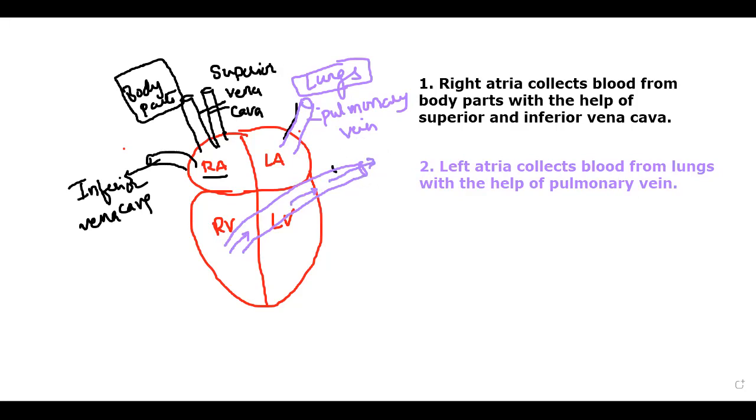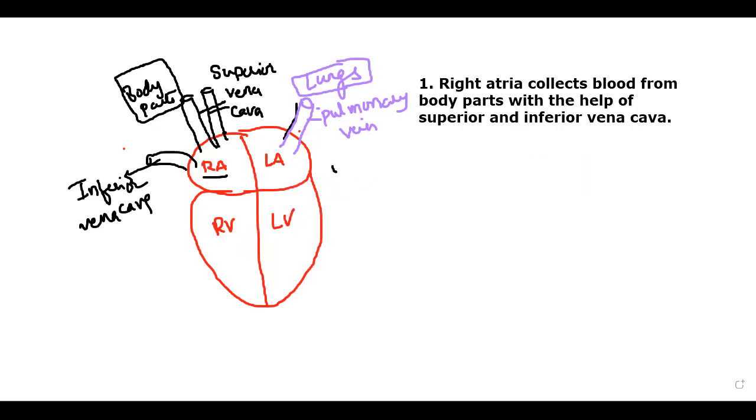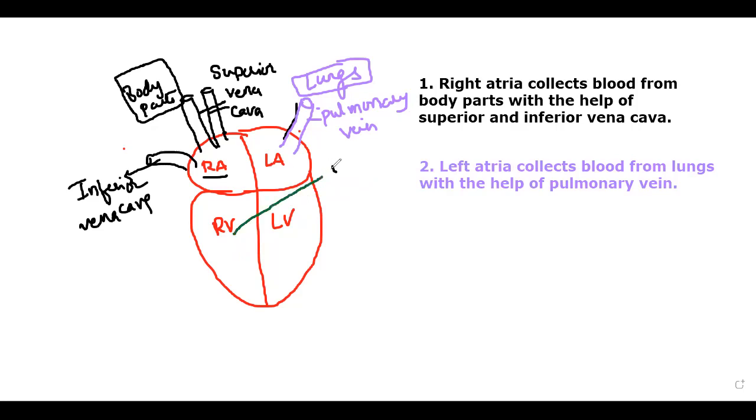Wait, you may get confused over this particular color. So let's use another color. Okay, so this is the direction. Pumps the blood to the lungs with the help of pulmonary aorta. Very good. Right ventricle pumps the blood to the lungs with the help of pulmonary aorta.